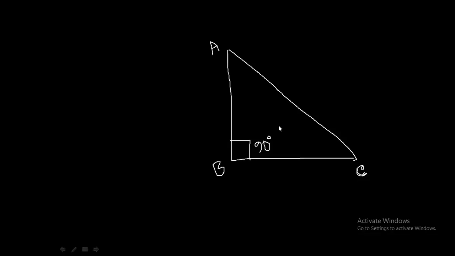So how can we identify these three lines? First of all, the opposite of the 90-degree angle, that means the right angle, will be the hypotenuse. Then if I consider this as an angle, angle C, then the opposite of angle C will be the perpendicular line.